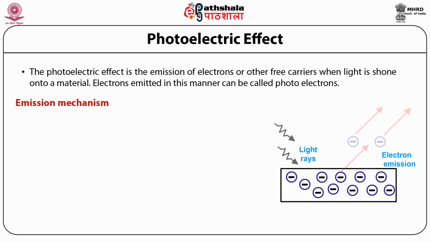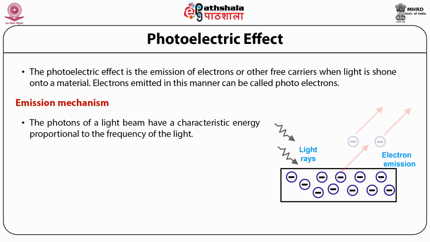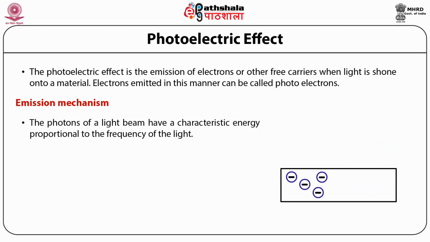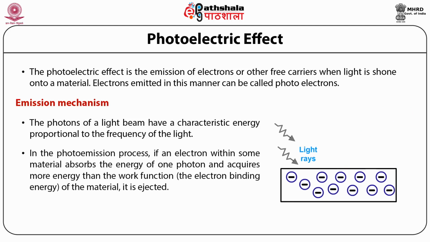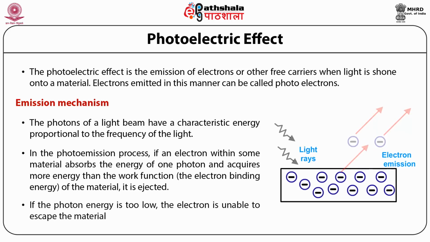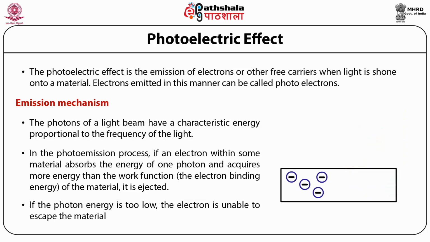Now, the emission mechanism. As we know, the photons of a light beam have a characteristic energy which is proportional to the frequency of light. In the photoemission process, if an electron within some material absorbs the energy of one photon and acquires more energy than the work function, the electron binding energy of the material, it is ejected. If the photon energy is too low, the electron is unable to escape the material.